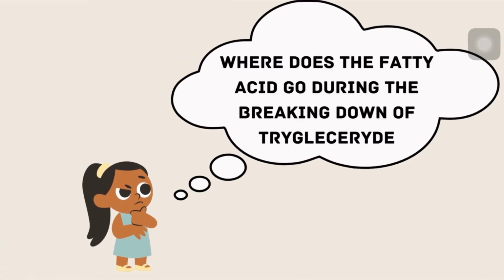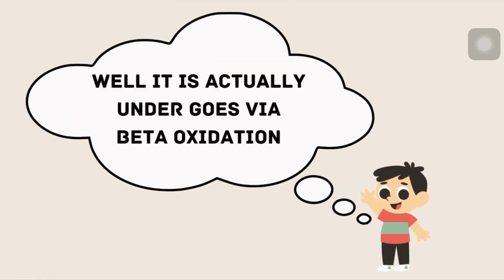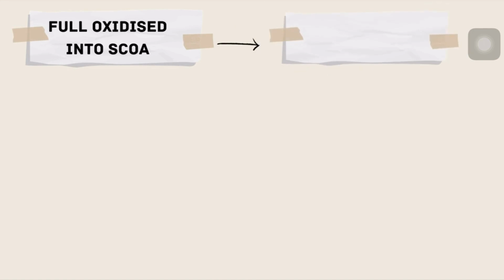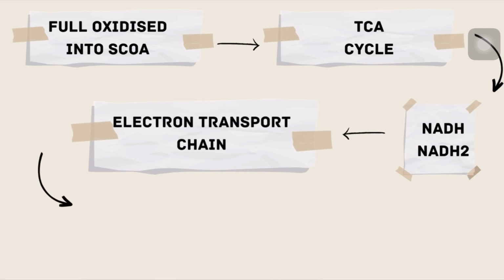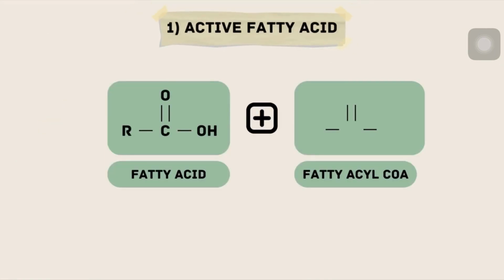Where does the fatty acid go during the breaking down of triglyceride? Well, it actually undergoes beta-oxidation. What does that mean? The beta-oxidation process will start when the fatty acid is fully oxidized into acetyl-CoA. Then we go to the TCA cycle. From there, it will yield NADH and FADH2, which go to the electron transport chain and yield ATP.